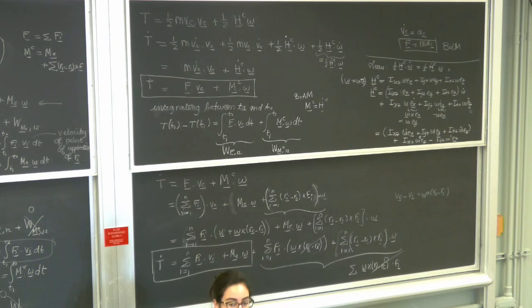Is energy also identically conserved when it's fully slipping? No. So why is the energy not conserved when it's slipping? Because the velocity of this point is not 0 anymore. Okay?